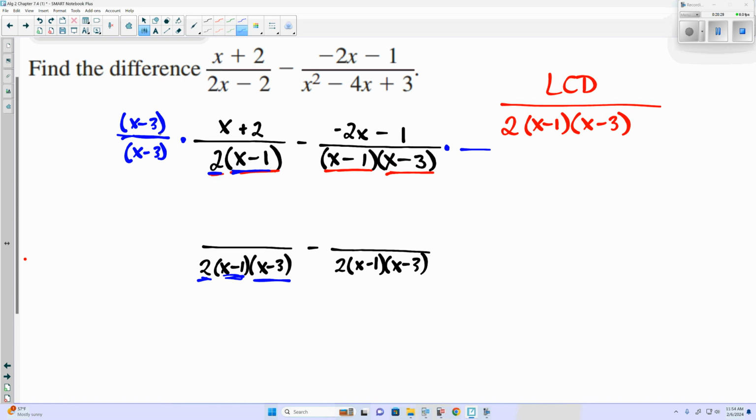Let's look at the one on the right. It has an x minus 1. It has an x minus 3. So is it missing anything? It is missing one thing. The 2. Because it doesn't have a 2 in front. So we have to multiply top and bottom by 2. Questions on this here?